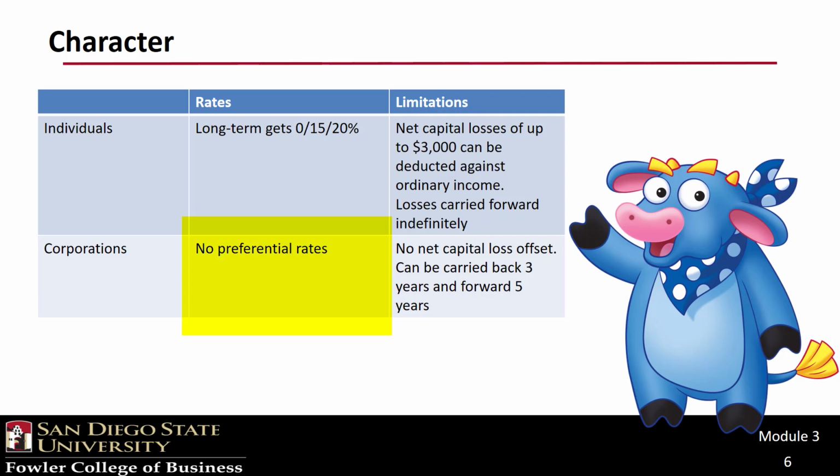Corporations, on the other hand, do not enjoy preferential rates. They also cannot offset any ordinary income with net capital losses. A corporation can only offset capital gains with capital losses. Similar to net operating losses, corporations can carry net capital losses back for 3 years and forward for 5 years. Thanks, Benny.